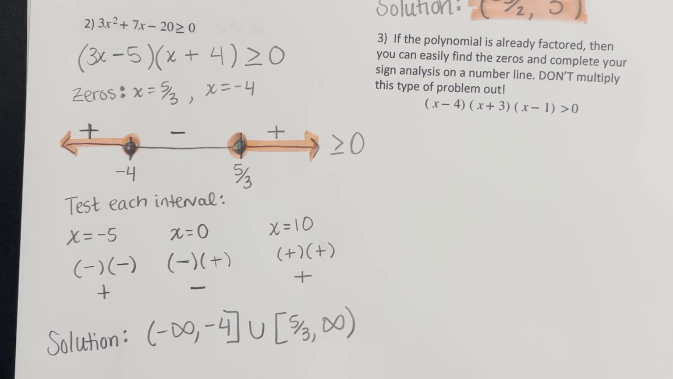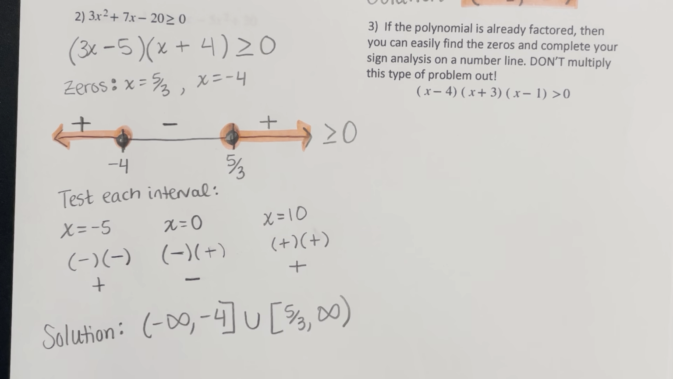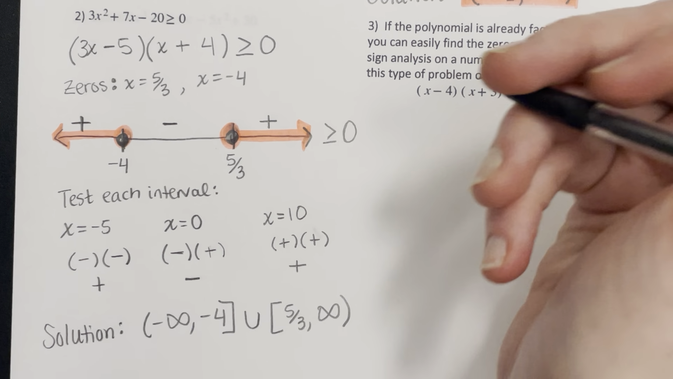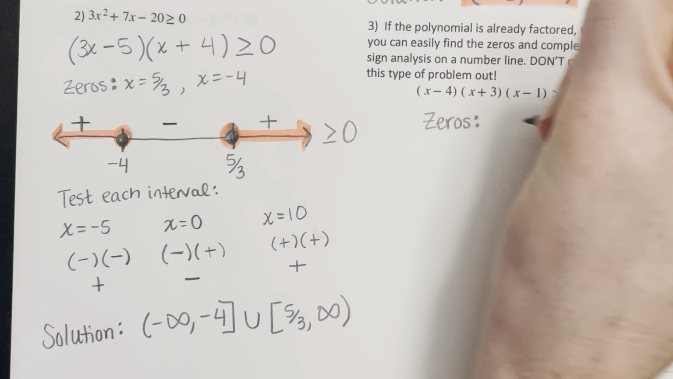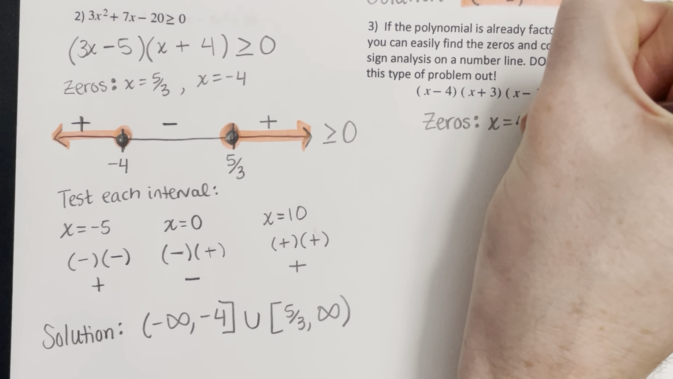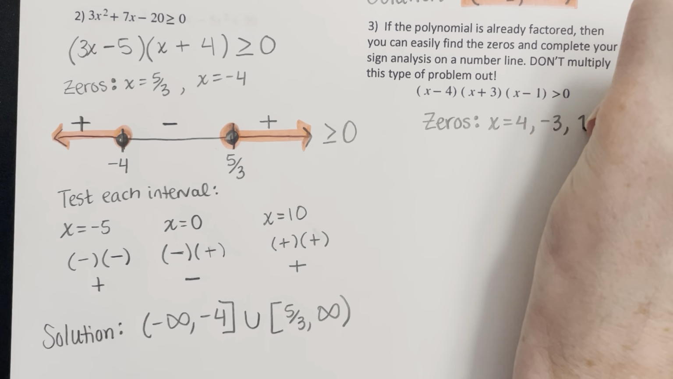So now I finally give you one that is a polynomial. Number 3 says, if the polynomial is already factored, then we can find the zeros pretty easily and do our sign chart analysis. We would not want to multiply this problem out to get into standard form because the goal is to get it in factored form anyway, and we don't want to have to work back all the way to the factored form. We already know the zeros, or the factors, so that we can find the zeros. Here, in the factored form, we find zeros of positive 4, negative 3, and positive 1.